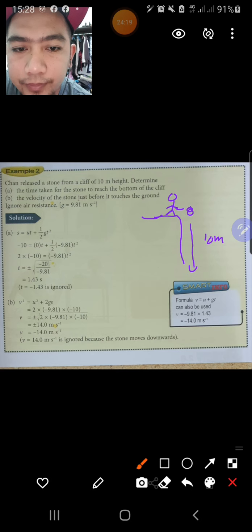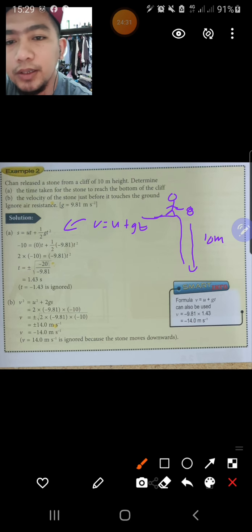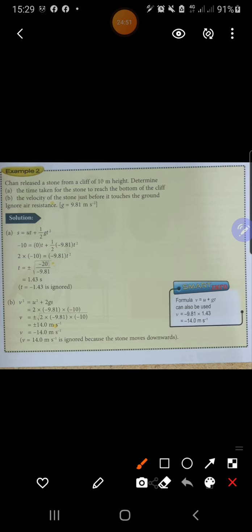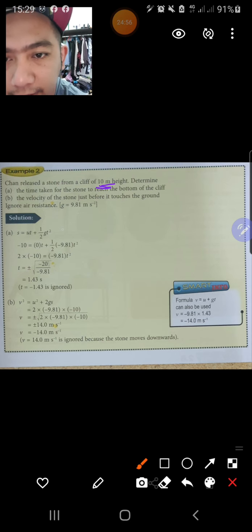We can use this one or this one, depending on the information given. If we use this formula, we cannot, because we do not know v and we do not know u. But in this question, it is already given 10 meters, which refers to displacement. That's why this solution uses this formula.